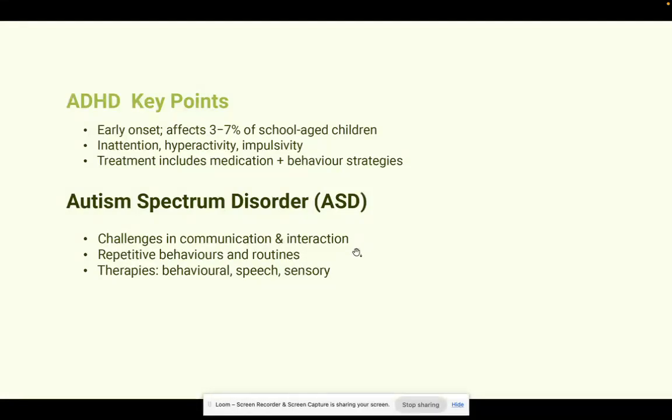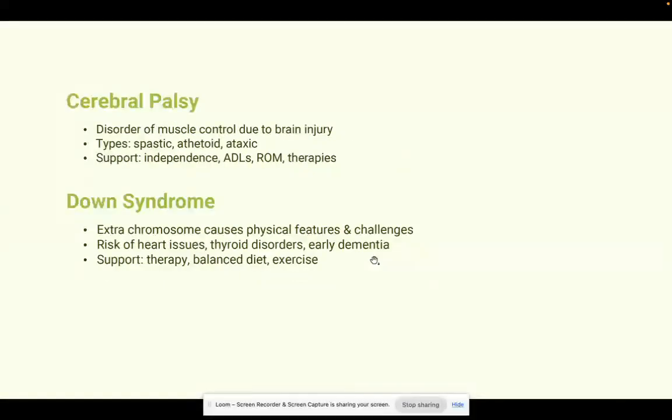In this disorder, there are challenges in communication and interaction. They might have difficulty with eye contact, giving their information, and trying to communicate with other people. Sometimes they have repetitive behaviors and routines. So for them, it's always good to have a scheduled routine, always the same routine every day, right? The therapies include behavioral therapy, speech therapy, and sensory therapy.